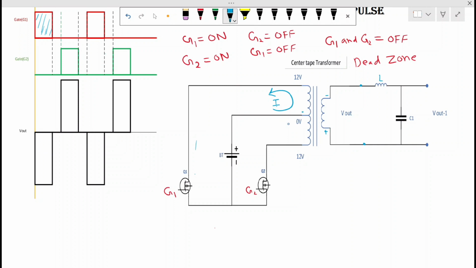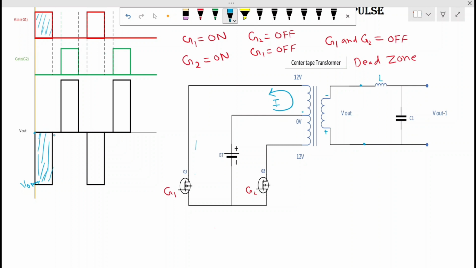So at that time, when the current flows in this direction, voltage will be generated here also. You can see from this point to the negative side voltage is generated. That is V out max. This is the max voltage. So this voltage is generated, this part.